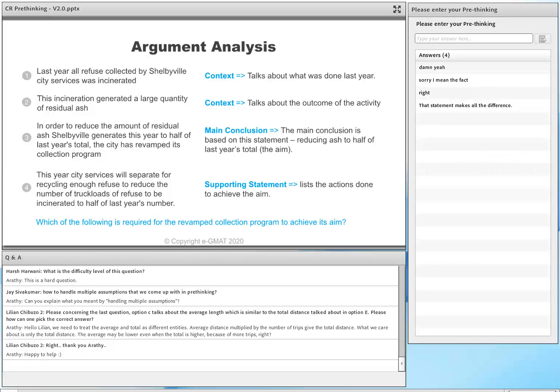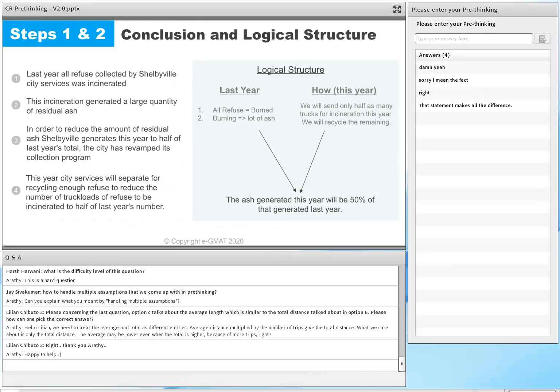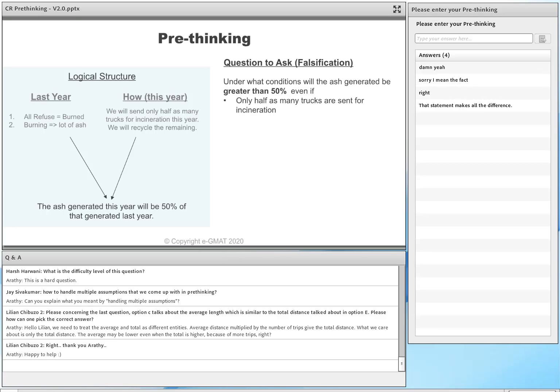Last year, everything was burned. All right. That burning, incineration, created a large quantity of ash. Now we want to reduce that ash, and the city services is going to separate enough refuse so that we only send half the trucks. Okay. So the conclusion is, hey, under what scenario, what is required for the ash generated to be half of what was generated last year, given that we are only going to send half as many trucks.